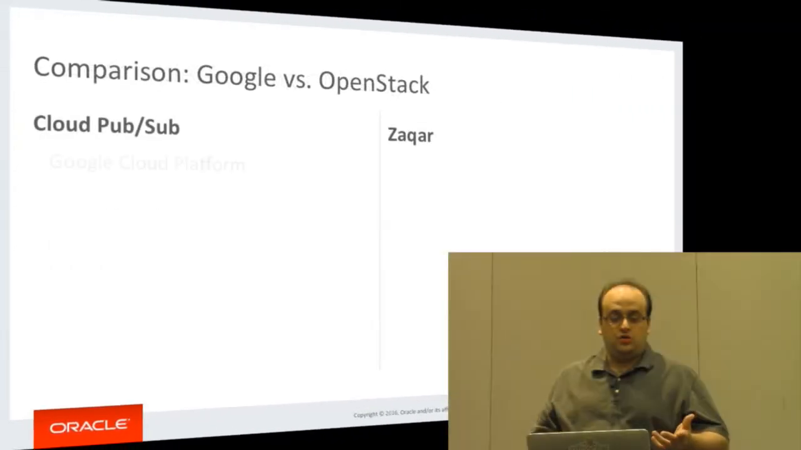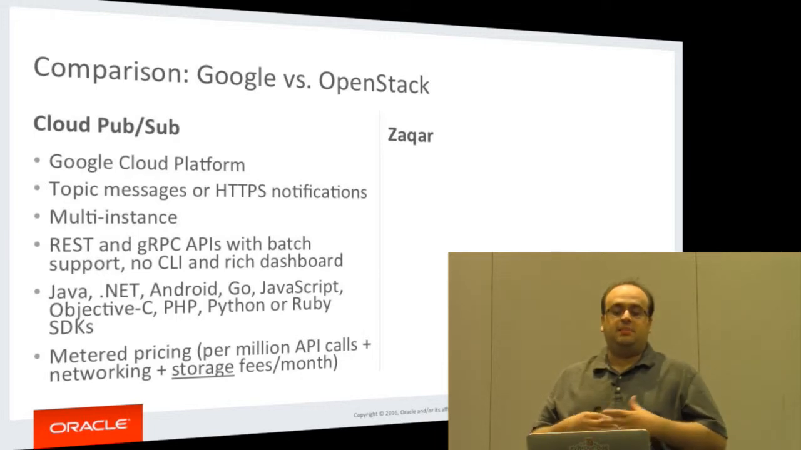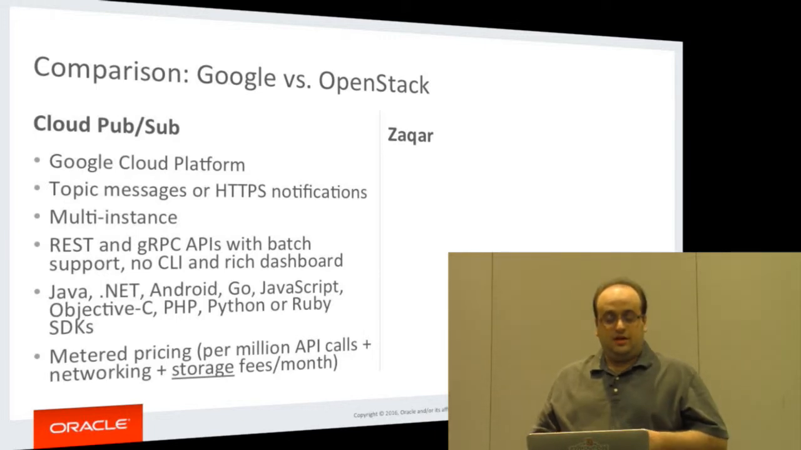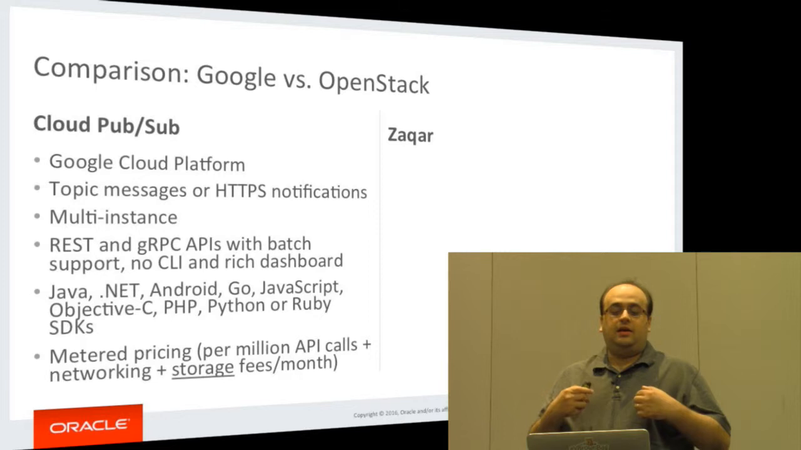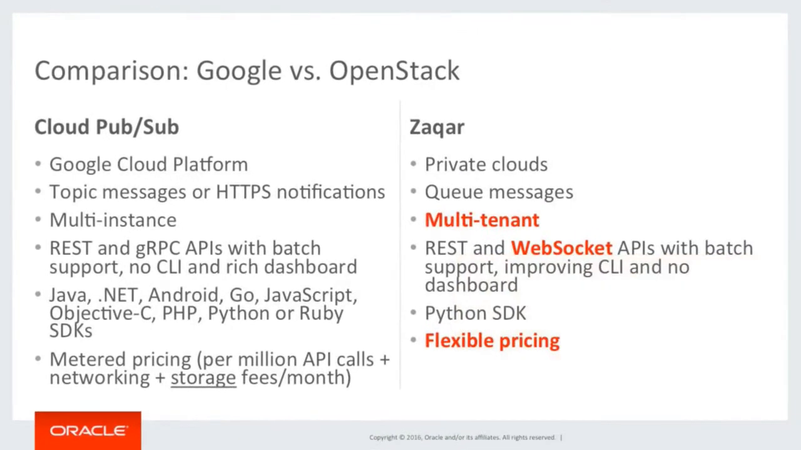Then there's the Google service too. Like AWS, Google provided SDKs in many different languages. That's interesting. It's also interesting that in addition to the API call and the networking, in the Google service, you pay for the storage. So that's another thing to keep in mind. And it's also not multi-tenant. It also doesn't have the WebSocket API, which is particularly important for browser-based applications or mobile applications, because you can talk directly with the messaging service. You don't need to go through another layer to get there.